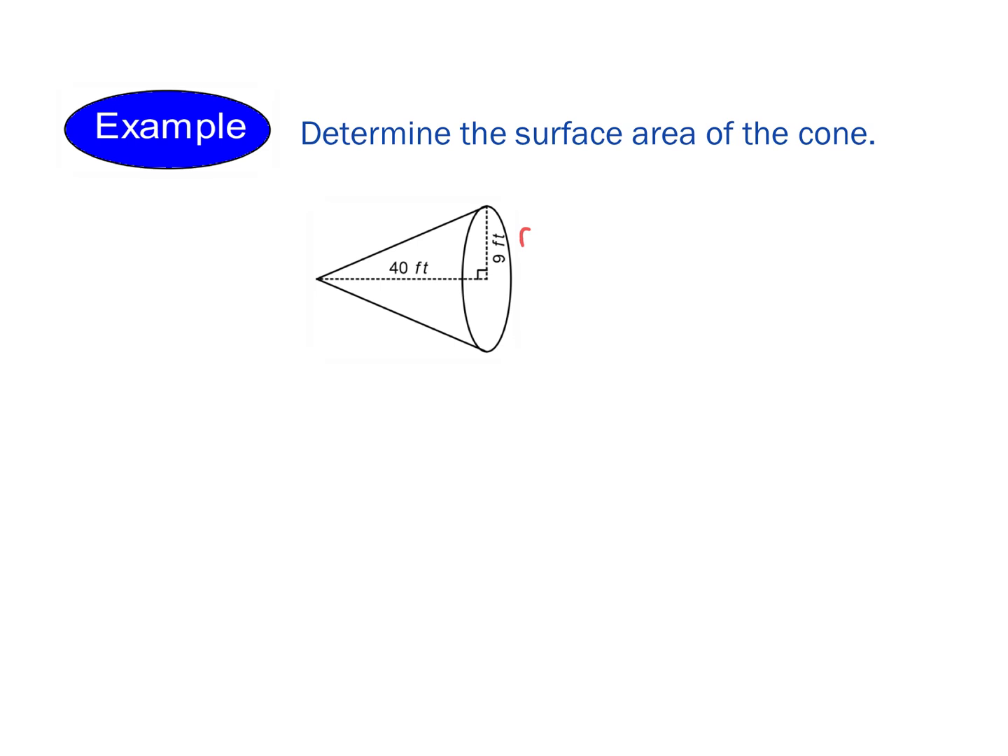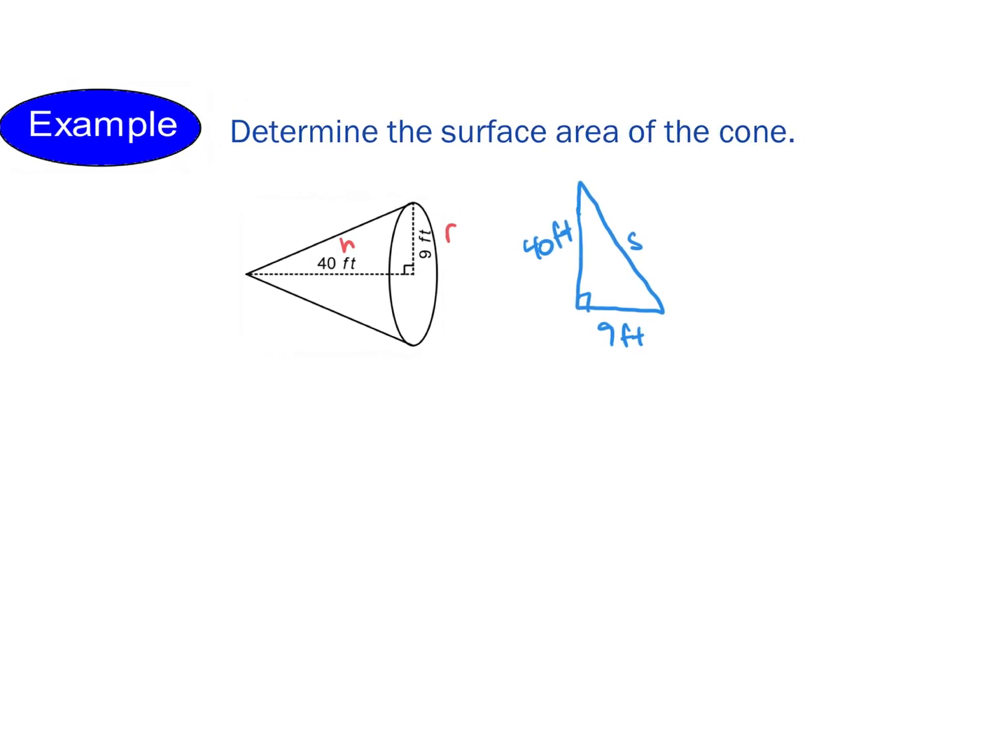It's the height. And in this case, we don't have what we want because we want to know what S is. So what we need to do is look at the Pythagorean theorem, knowing that this is 9 feet, this is 40 feet, but we want to know what S is. We want to know what that S is so we can go ahead and use the surface area formula.